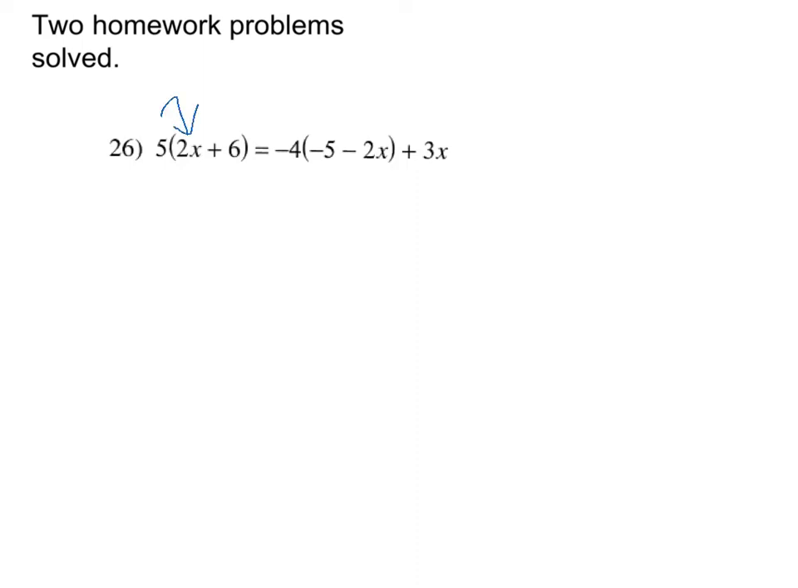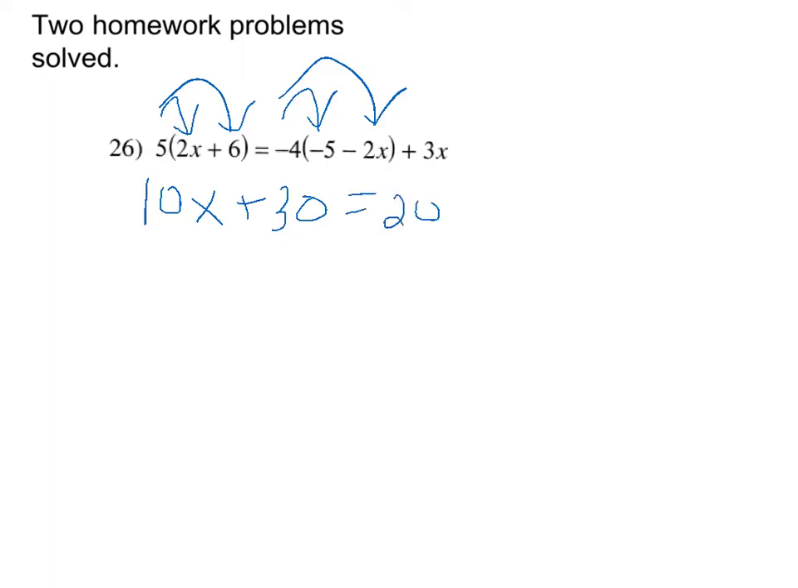-4 times 5x plus... sorry: the problem is -5 times 2x plus 6. We're going to distribute first though. -5 times -2x. I'm going to move a little faster. 10x plus 30 equals 20 plus 8x plus 3x. I didn't touch the 3x. We brought it down. Still positive.